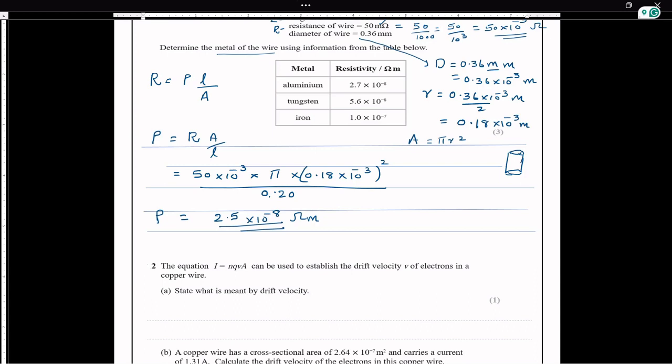But the question is, which is this metal? So let us compare this number with the numbers given. Of course, the nearest value is the first one, 2.7 times 10 to the power of negative 8. Therefore, the metal used is aluminium. So this is the information, the metal used is aluminium.